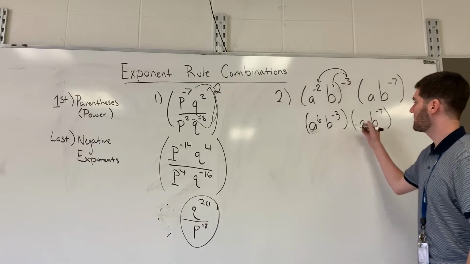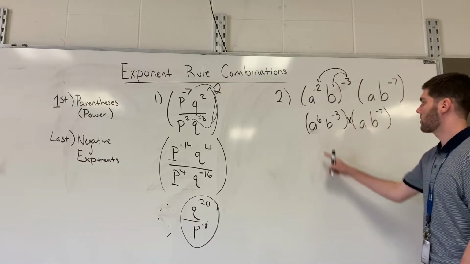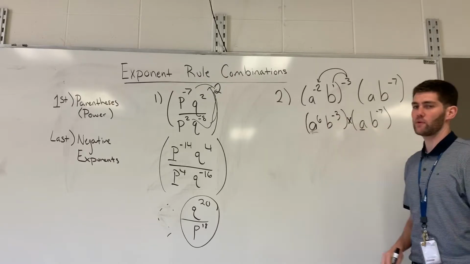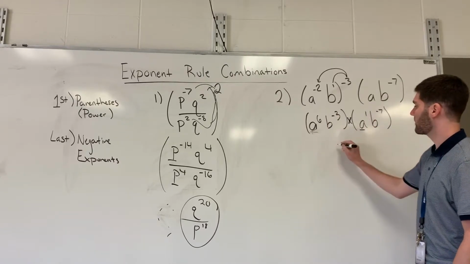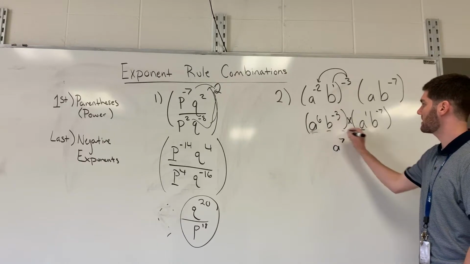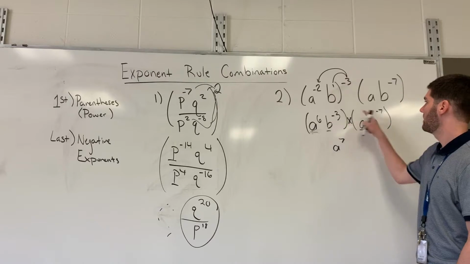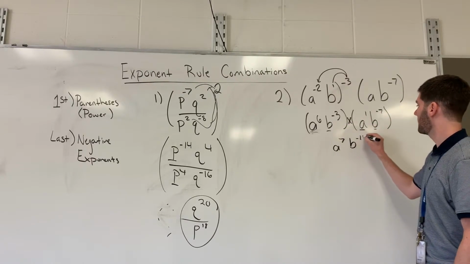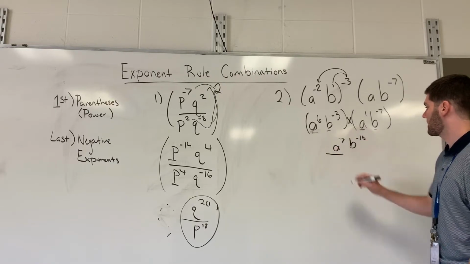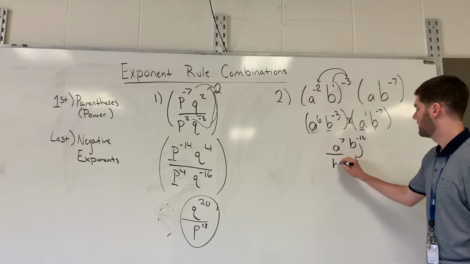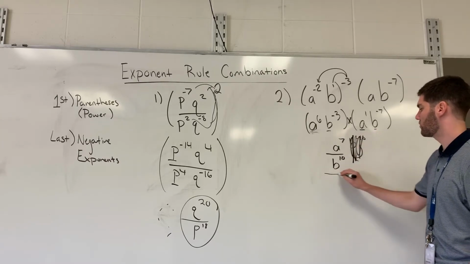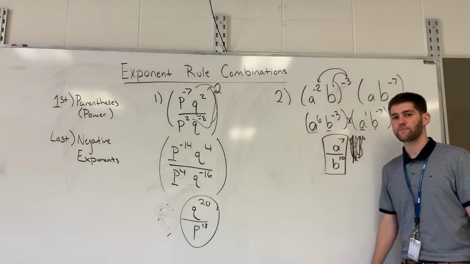Now if I have two parentheses touching, that means I'm going to multiply. So I have the same base here, a and a. If I have the same base, I'm going to add my exponents. So I have 6 and a 1, so I have a to the 7th power. Then again, I have my same bases here, b and b. Negative 3 plus negative 7 is negative 10. And lastly, I have to do my negative exponent rule. So I'm going to flip that to my bottom, b to the 10th power. So this would be my final answer.